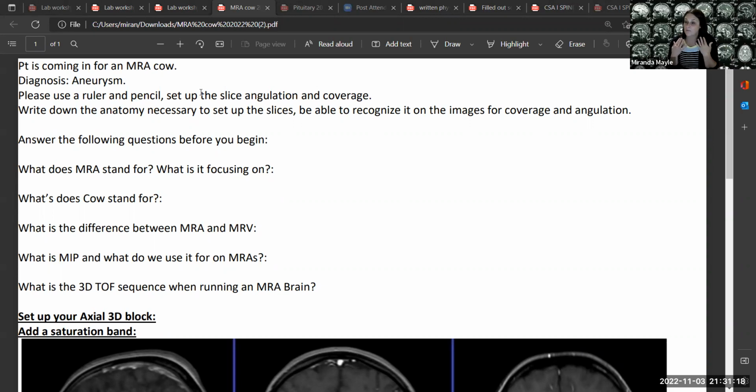Now, if I was doing an MRV and I want to see veins, where am I going to put my saturation band? Yes, it's going to be inferior. It's going to be on my neck to avoid arterial contamination. Good.